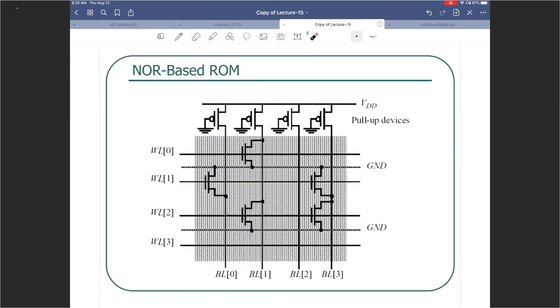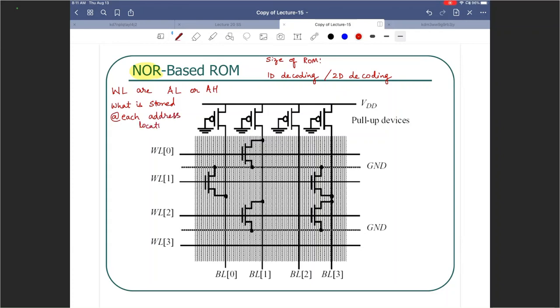Next, we have two structures for ROM construction. The first one is NOR-based ROM. With each of these, I want to answer a few questions. One is the size of the ROM. Then I want to answer whether this is one-dimensional decoding or two-dimensional decoding. I also want to comment about whether the word lines are active low or active high. And then I will try to find out what is stored in this ROM at each address location. So these are some of the questions that I want to answer, actually for both NOR-based ROM and NAND-based ROM.